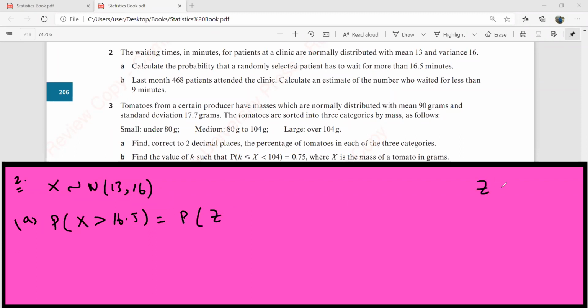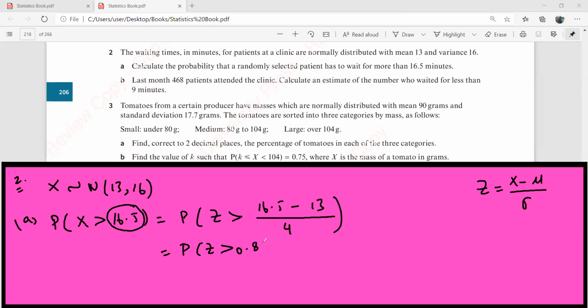Remember the formula for standardization is X minus mu over the standard deviation. If you have the greater than sign, you keep the greater than sign here. This is 16.5, this is my X right now, and my mean is 13 and my standard deviation is 4. Remember, we use the standard deviation here. So this is 16.5 minus 13 divided by 4. So I have 0.875. So this is the probability Z is greater than 0.875.